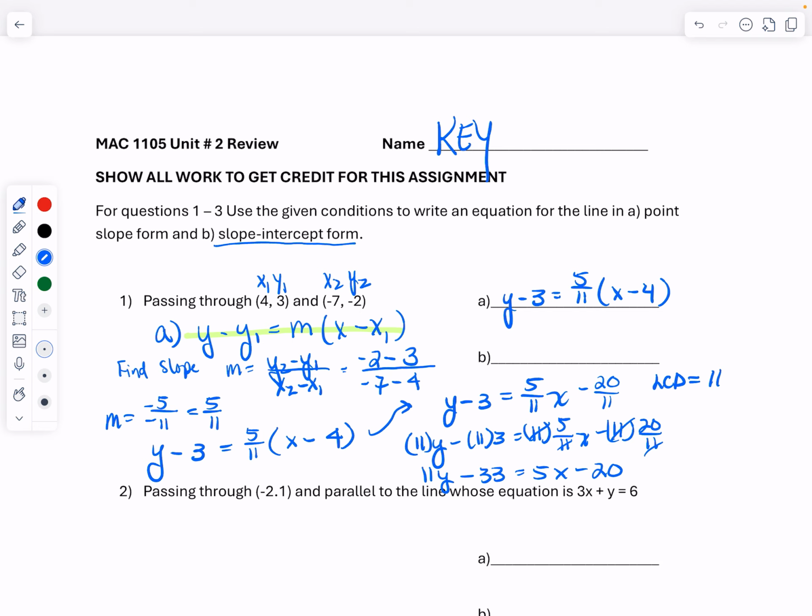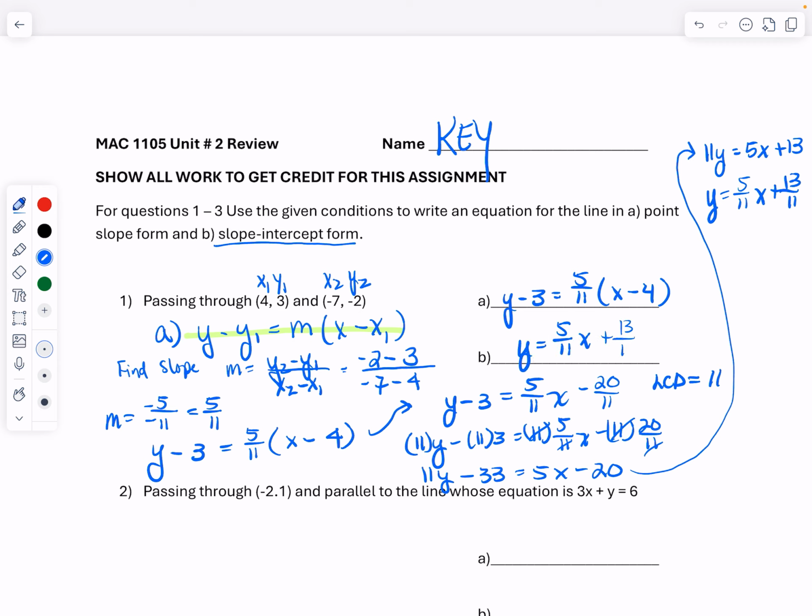The last step is to get y by itself. So I'm going to move the 33 over. I get 11y equals 5x, and then negative 20 plus 33 gives me 13. My last step is to divide everything by 11. So y equals 5 over 11 x plus 13 over 11. Now that is what we want. That is in slope-intercept form. So I'm going to write that down: y equals 5/11 x plus 13/11.